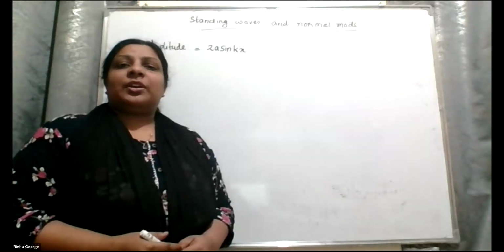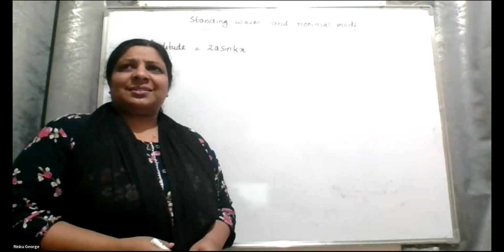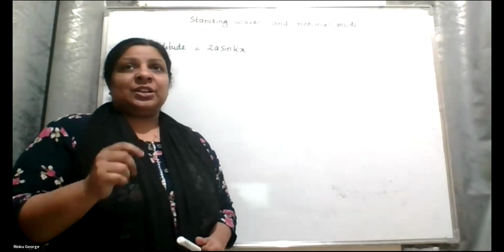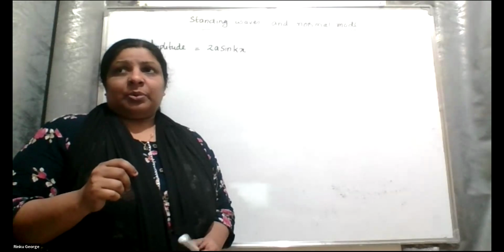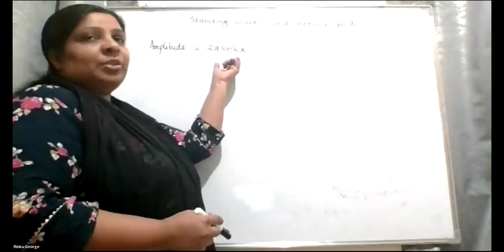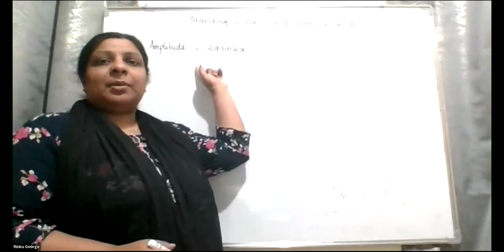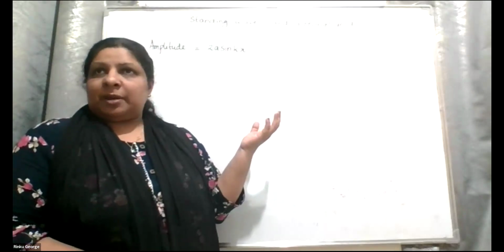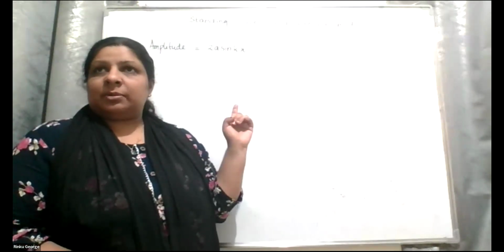Now we studied what nodes and antinodes are. Nodes are the minimum. A position with zero amplitude is a node. A position with the maximum amplitude is an antinode. Now, this is the amplitude equation. So minimum amplitude means this will be zero, right? Node means minimum amplitude. That means this will be zero.